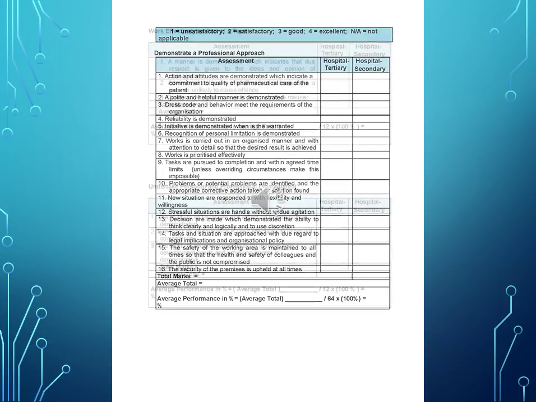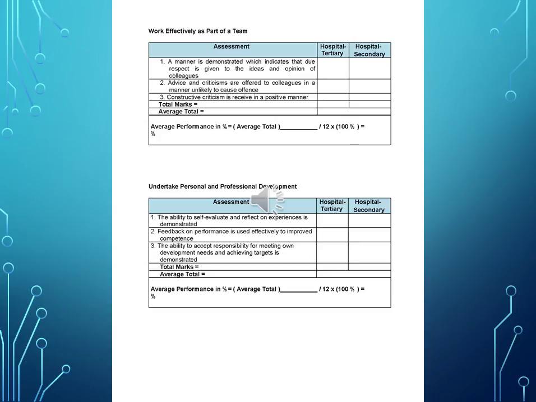Total marks equals. Work effectively as part of a team. Assessment: hospital tertiary, hospital secondary. 1. A manner is demonstrated which indicates that due respect is given to the ideas and opinions of colleagues. 2. Advice and criticisms are offered to colleagues in a manner unlikely to cause offense. 3. Constructive criticism is received in a positive manner. Total marks equals. Average total equals. Average performance in percent equals average total over 12 times 100%.